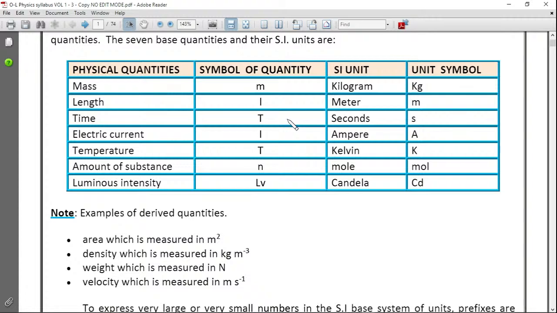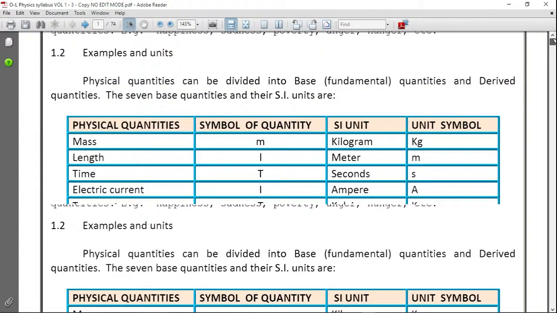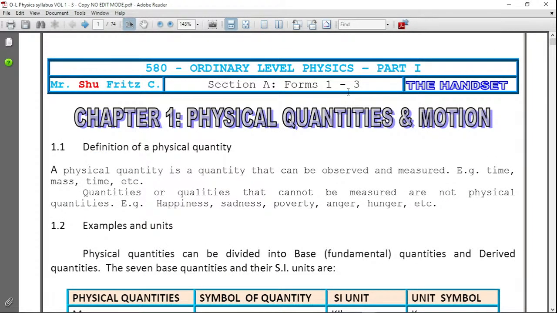Revision of GCE Ordinary Level Physics, and we will start with physical quantities. This compilation is made up of two main parts. The first part covers work from Form 1 to Form 3 and part of Form 4, and the second part covers Form 4 and Form 5. So this video is for the first part. We start with the first chapter, which is on physical quantities and motion.